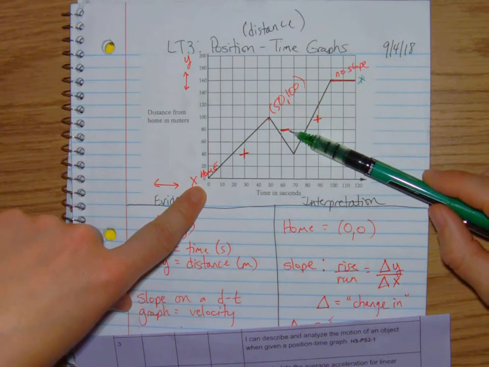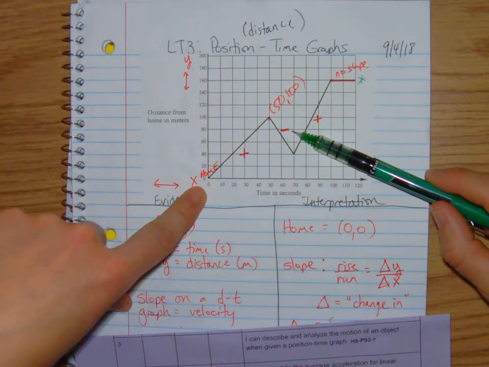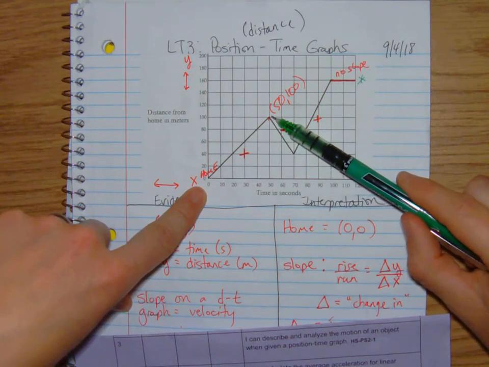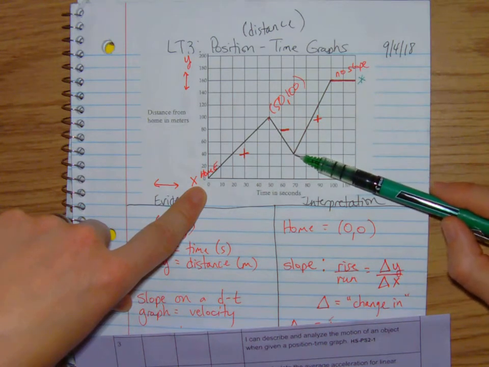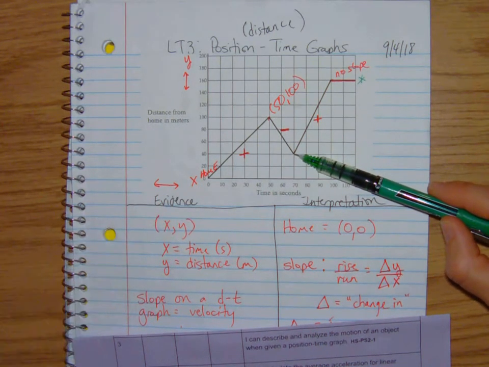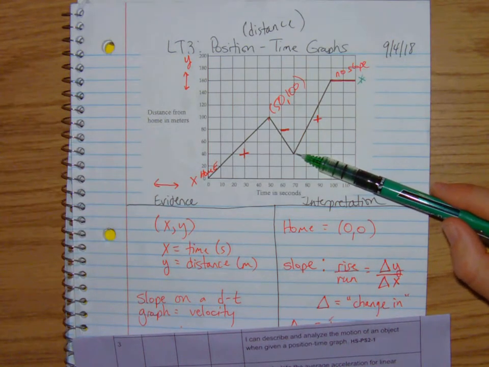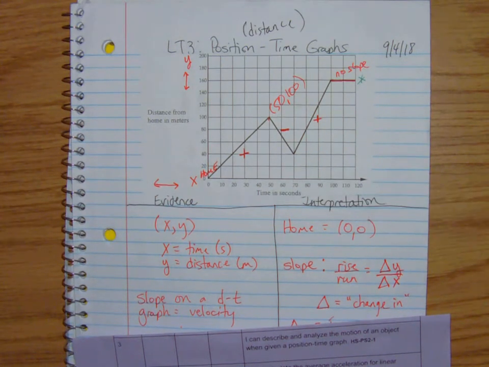The negative would mean he turned around for some reason. Because if we look at these coordinates, 50 seconds in, he's 100 meters from his house, and then 20 seconds later, so 70 seconds in, what the heck, he is now only 40 meters. He turned around for some reason. You can use your imagination. A dog chased him. He dropped his phone.